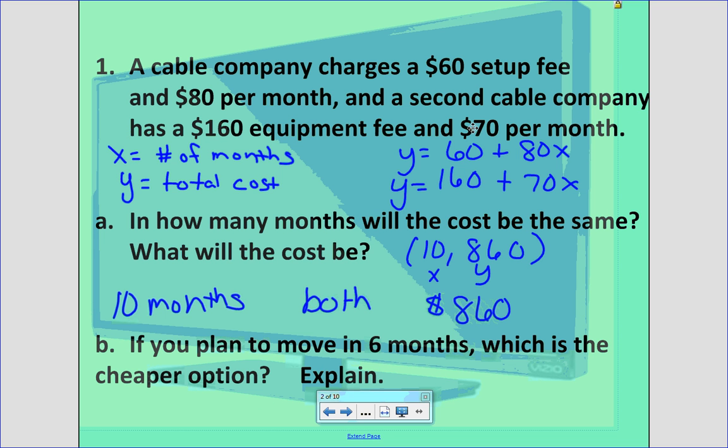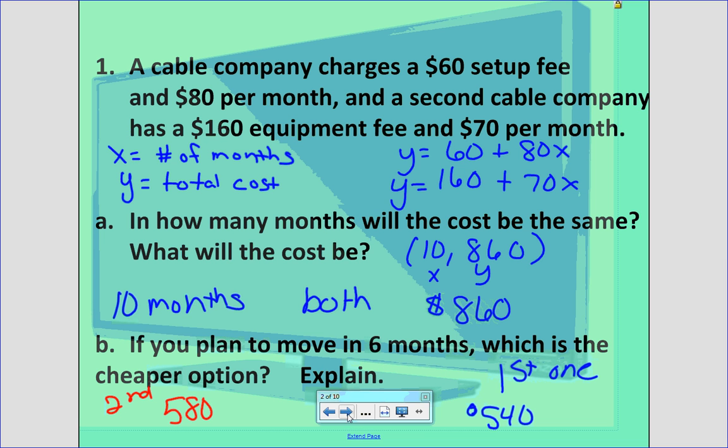The first one was? Yeah, right there. And to know that, you would have put it in the calculator and looked. So you would have said the first one. When you pulled it up, can you tell me what's the first one in 6 months? What does it say? 540? And what was the second one? 580?